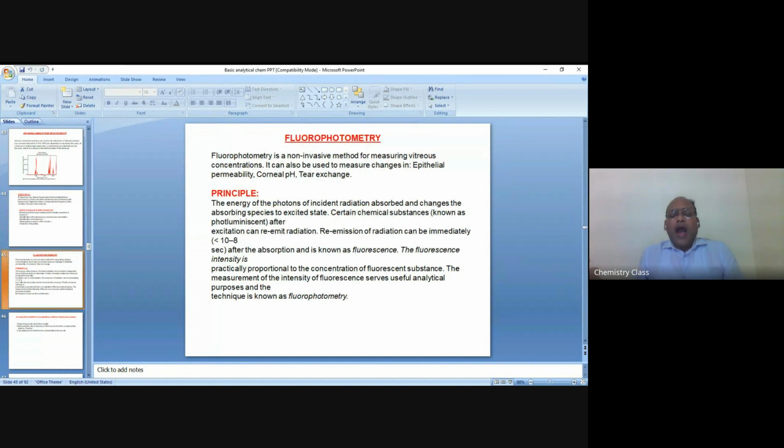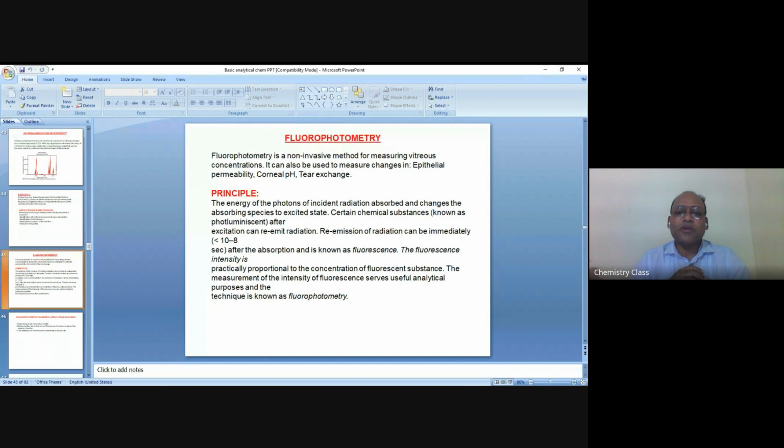Now another method is fluorophotometry. This is an important method. This kind of thing is available in spectroscopic systems for pH calculation, in particular biological segments. Fluorophotometry is a non-invasive method of measuring vitreous concentrations. It can also be used to measure changes in epithelial permeability, corneal pH, and tear exchange.